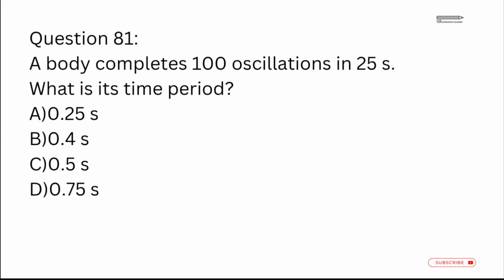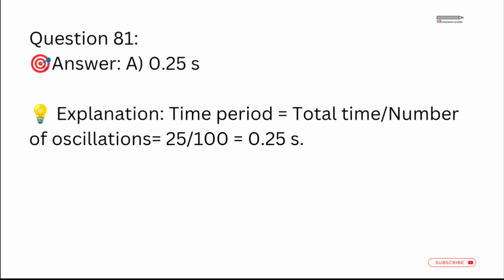A body completes 100 oscillation in 25 seconds. What is its time period? The answer is option A, 0.25 second.